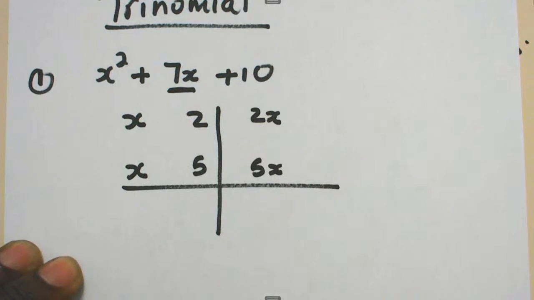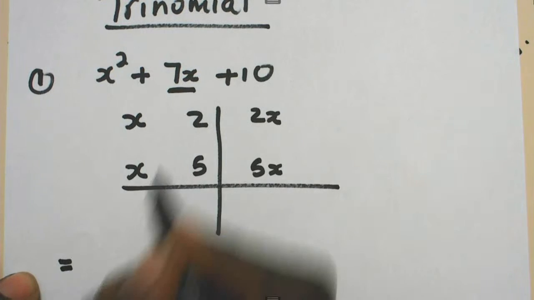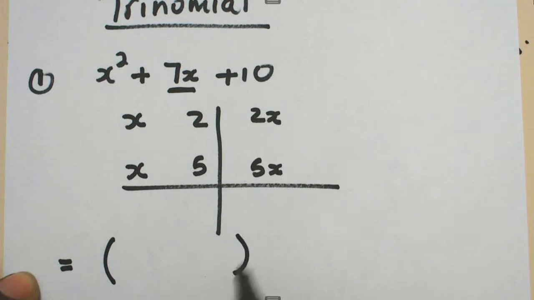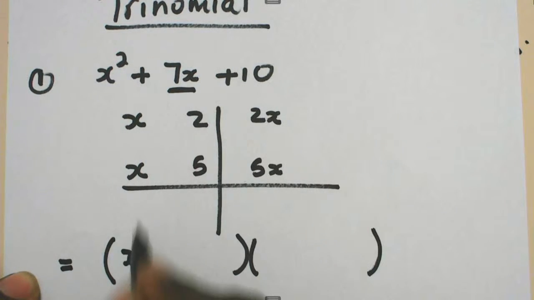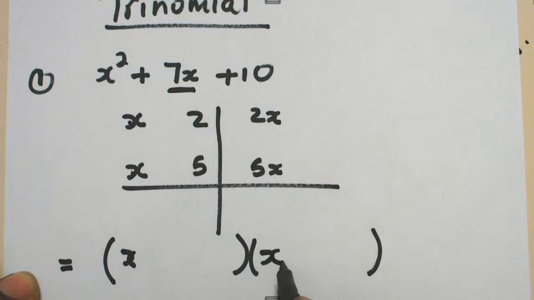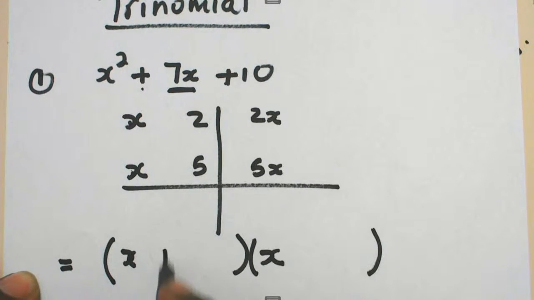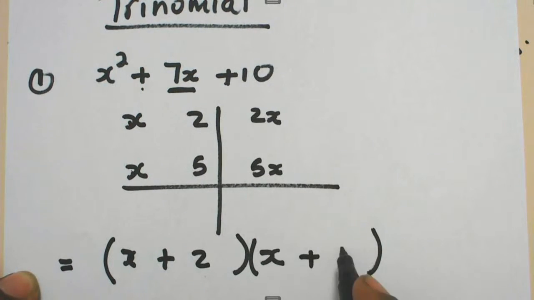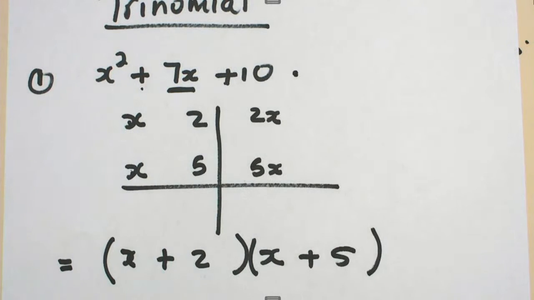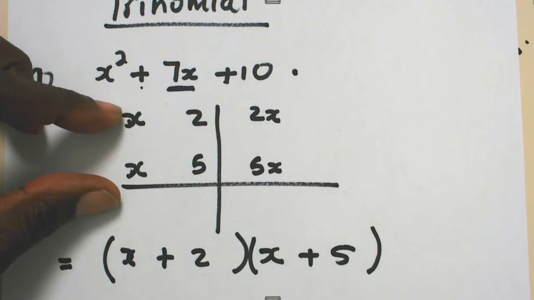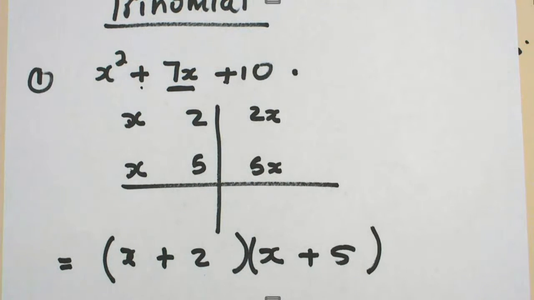Now the factors of this will be bracket first, and it will be x and x. Because they are positive, you will have positive 2 and positive 5. These are the two factors of this trinomial. We have to have this as a procedure, and then you have the factors. Let's explain this very clearly.